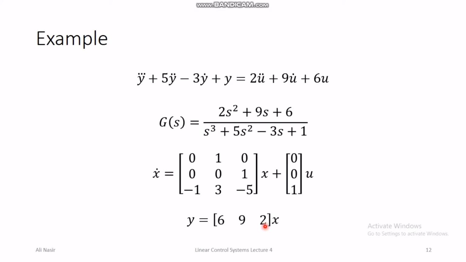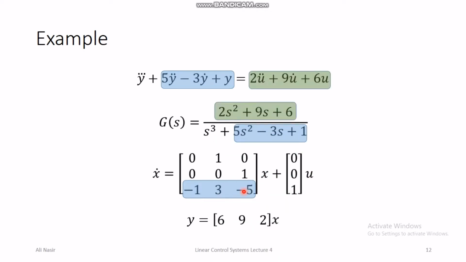Here m is 2 and n is 3, n minus m is 1, so we don't need any filling zeros in this example. You can see that these coefficients in the differential equation are the same as the coefficients in the transfer function, and in the reverse order with negative sign in the state space matrix. Similarly, these coefficients on the right hand side are the same as the coefficients in the numerator, and in the reverse order in the state space.